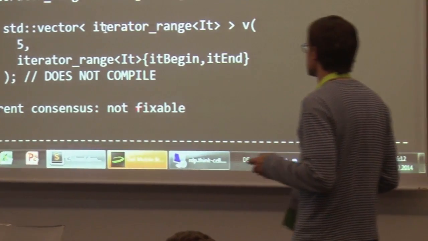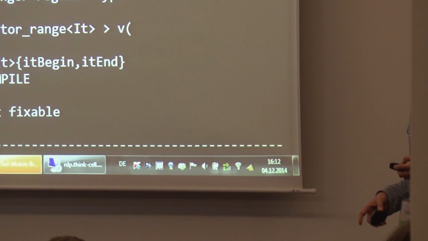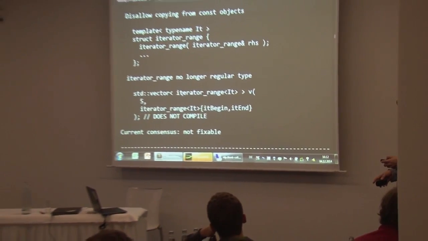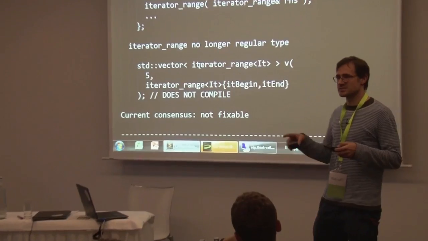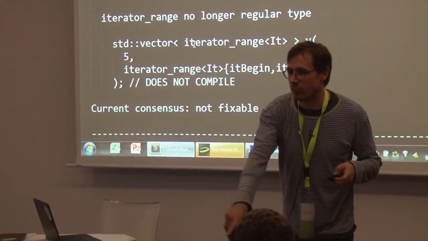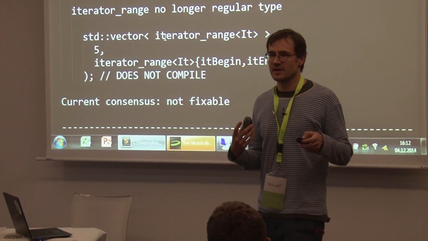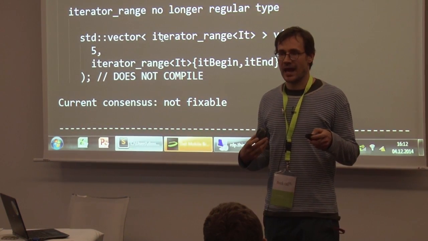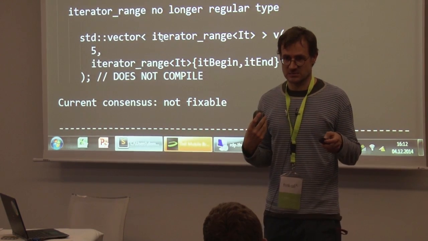So the current consensus is this is not fixable. We have a problem. This is unfortunately, now what is the real problem here? The real problem is we have 2 kinds of constnesses. We have the constness of the thing that we are pointing to, and we have the constness of the thing itself. It's kind of the difference of a pointer to const and a const pointer. These are 2 different things.